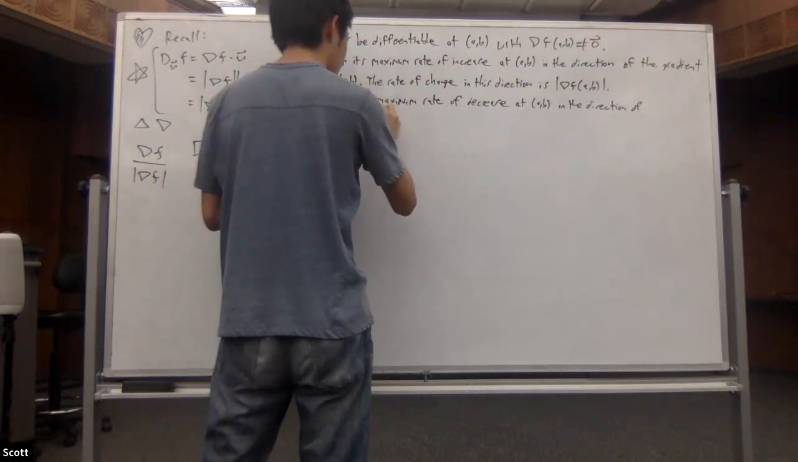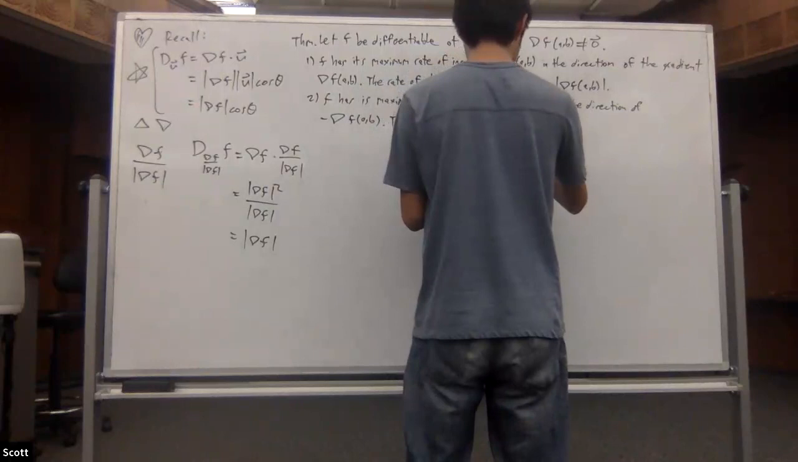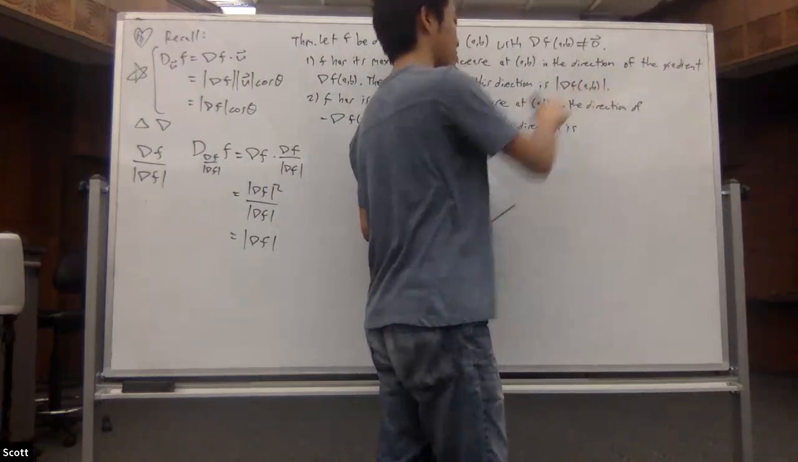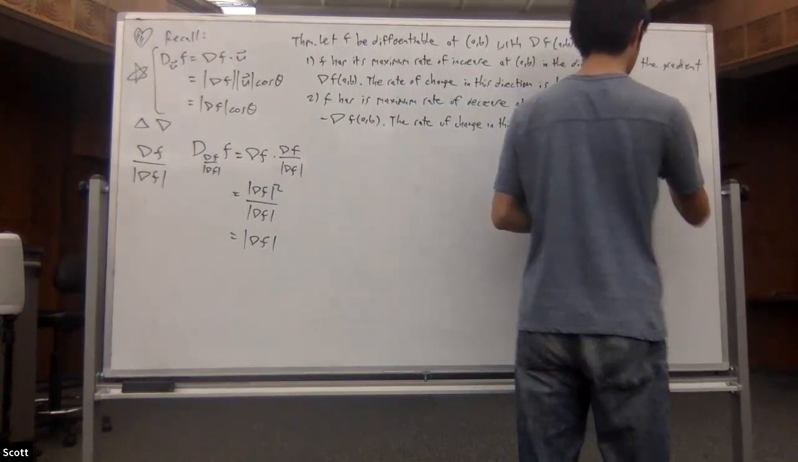And so the rate of change in this direction is what is it going to be? Yes, just the negative version of whatever the magnitude was going up. So the second property really comes from the first one.